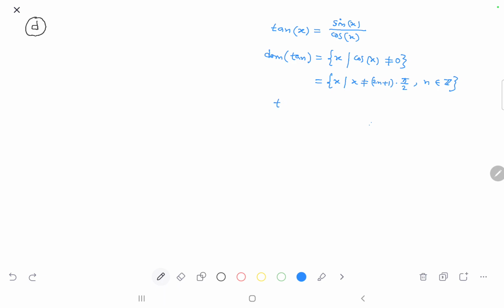So for example, tan of pi by 2 is not defined. Tan of minus pi by 2, not defined. Tan of 3 pi by 2, not defined. Similarly, going on, minus 3 times pi by 2, all these are not defined. Got it? Very good. Any question so far about this tan x function? All right.